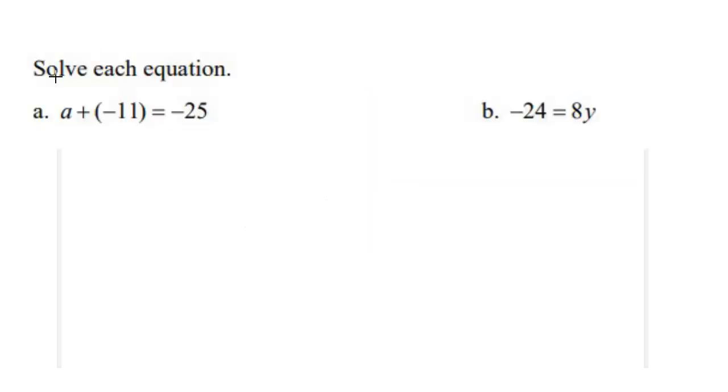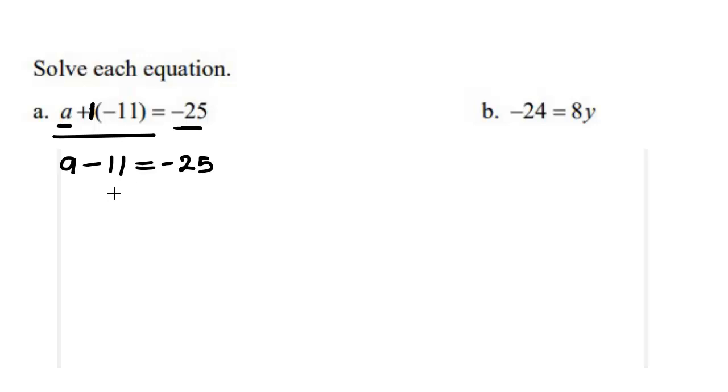So let's look at this. We are asked to solve the equation. So basically we are looking for the value of a that will make this left hand side equal to this right hand side. So what we need to do is to open this bracket. So what we have here is plus. In reality, there is an invisible one here. So we can write this as a, plus times minus is minus, 1 times 11 is 11. So that's why we have a minus 11 is equal to minus 25.